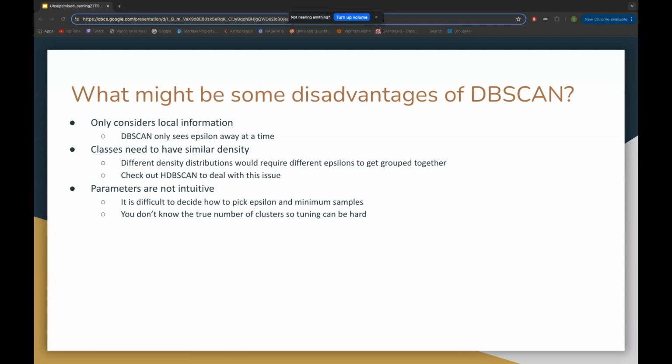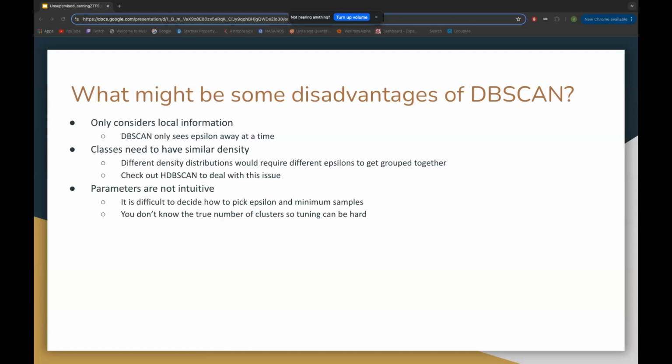So yeah. One is that you're only considering local information. At each point in the evaluation of the algorithm, you're only looking at most epsilon away from any single point. So if there are any sort of long range correlations, dbScan is not going to see that unless there's a set of linking points between them.